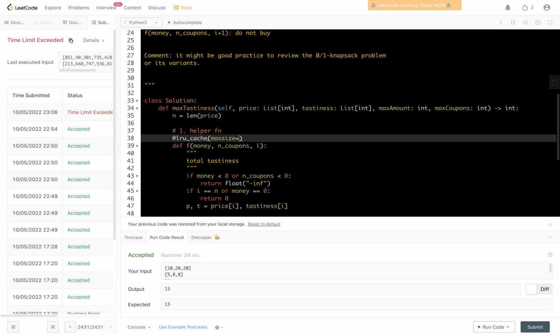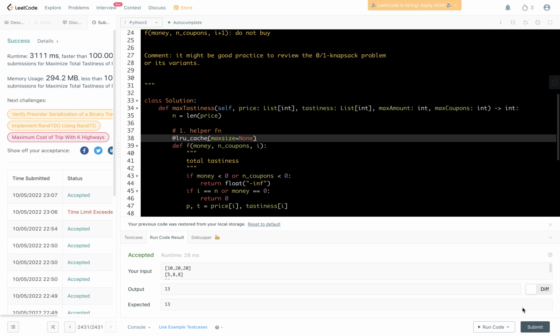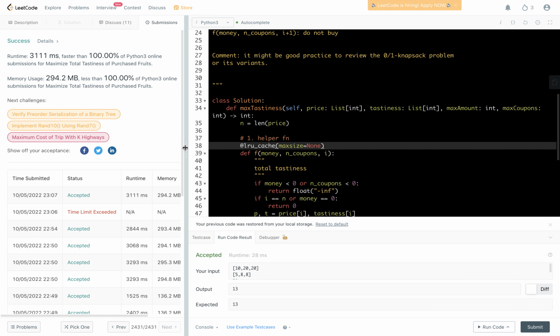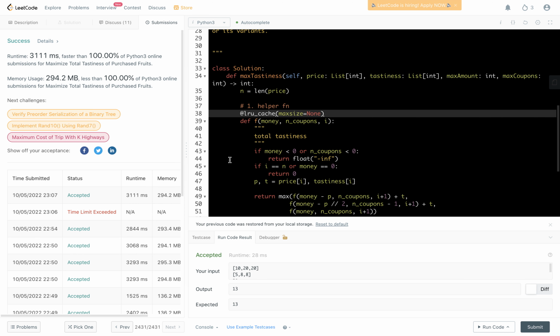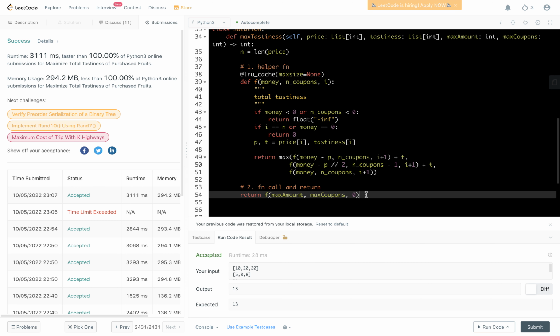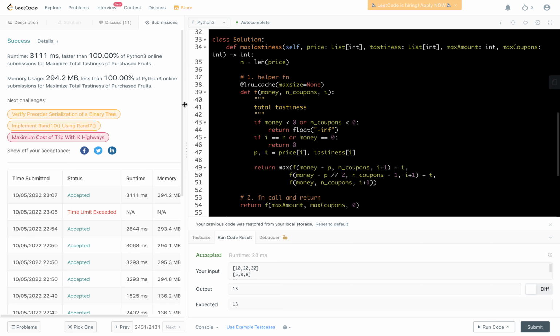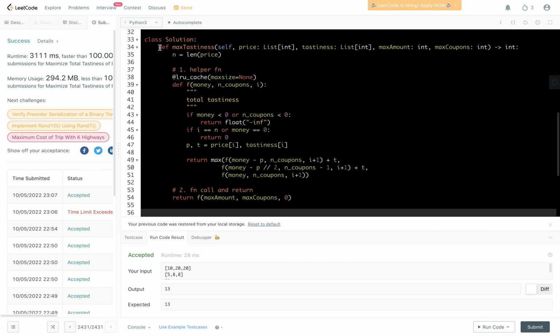Oh, time limit exceeded. So here, yeah, that's the thing. Here we are going to use a cache. We are going to use the least recently used cache, and I'm going to set the max size to be none. If this is the case, now let's do the test. Yeah, this passes all the examples.